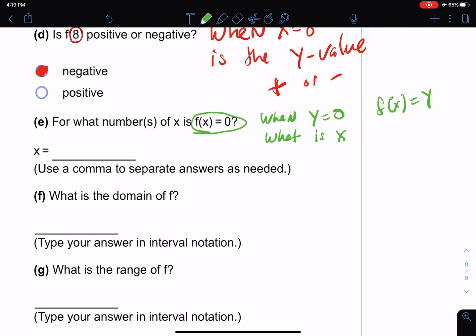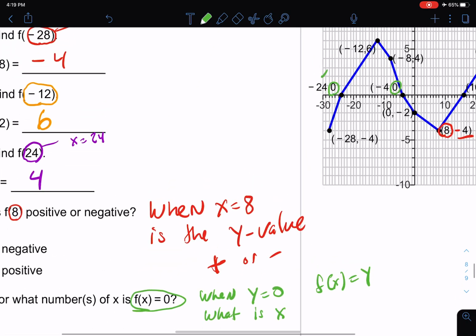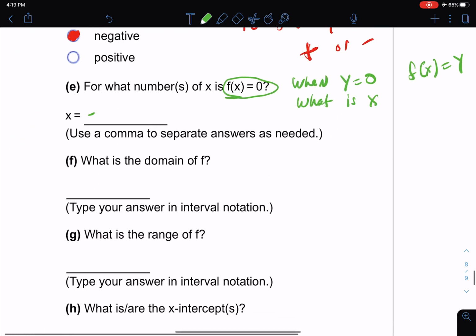So use a comma to separate your answers as needed. They're just asking for the x coordinate. You're definitely not going to write an ordered pair. And what's the first one? It is what? Negative 24, negative 4, and 16.